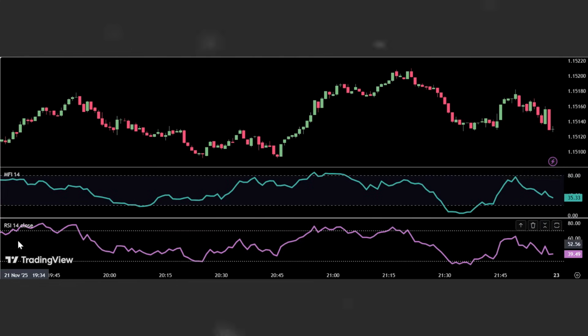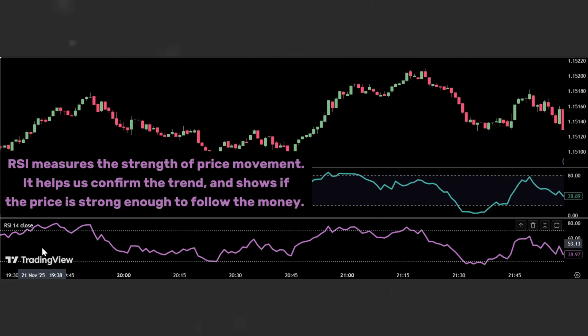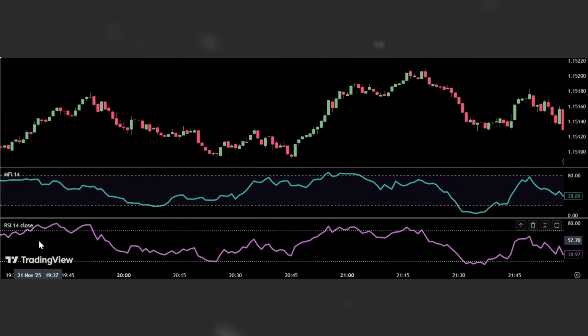Next, we have the Relative Strength Index or RSI. RSI measures the strength of price movement. It helps us confirm the trend and shows if the price is strong enough to follow the money. By using RSI after MFI, we make our trade safer and avoid fake signals.